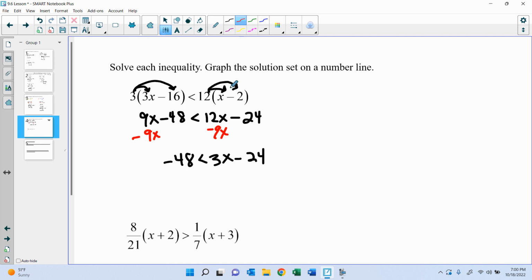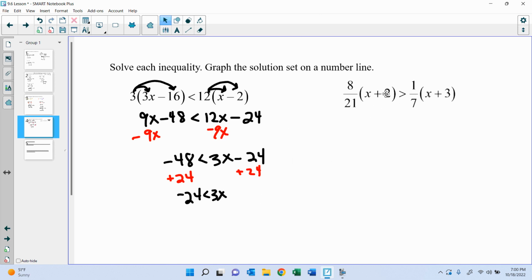So we're going to add 24 because that side already has both x and a number. The left only has one. So on the left, we're going to end up with -24 is less than 3x. Let me scoot this other problem over here, and then we'll finish this one. So we're going to divide, just like always, divide by 3 because I'm trying to leave a 1 in front of the x. And so I have -8 is less than x.